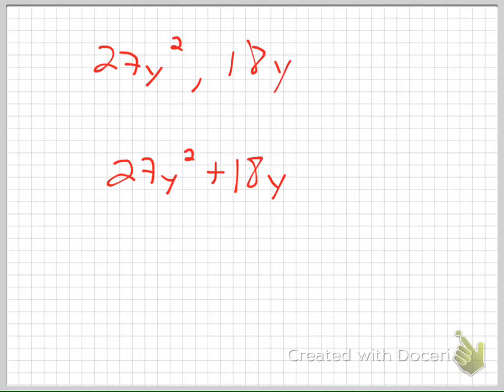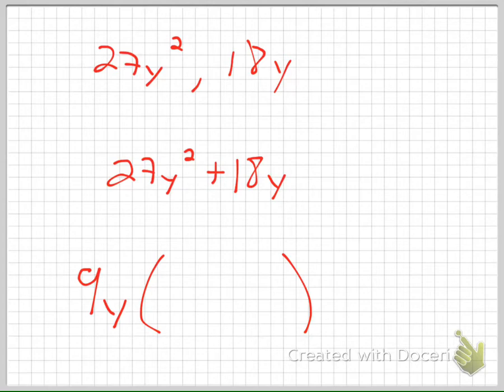Or break it into its smallest parts. What you're looking for here is, what can I pull out of this thing? Well, we already decided that the greatest common factor of those two monomials is 9y. So I'm going to pull out 9y. This is what you do. You literally write down 9y here and put in parentheses like that.